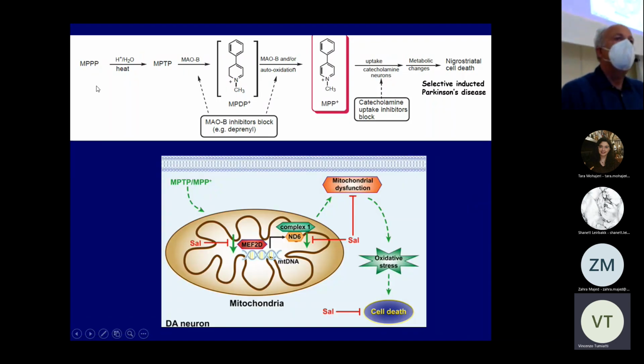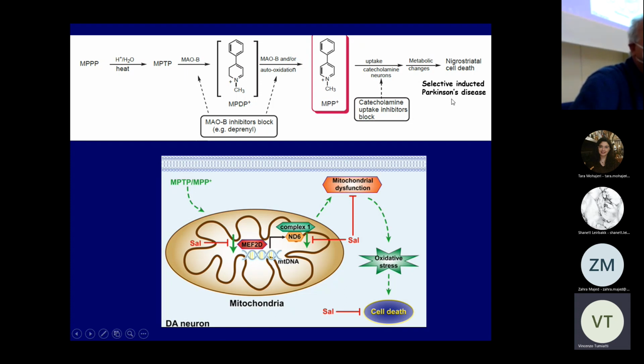You see here, just a scheme. MPPP, heat, MPTP. In acidic conditions, you have dehydration, so loss of a water molecule, and formation of the first double bond. MAO-B, you see what happens. MAO-B, autooxidation, MPP plus, uptake by neurons, metabolic chains, nigrostriatal cell death.